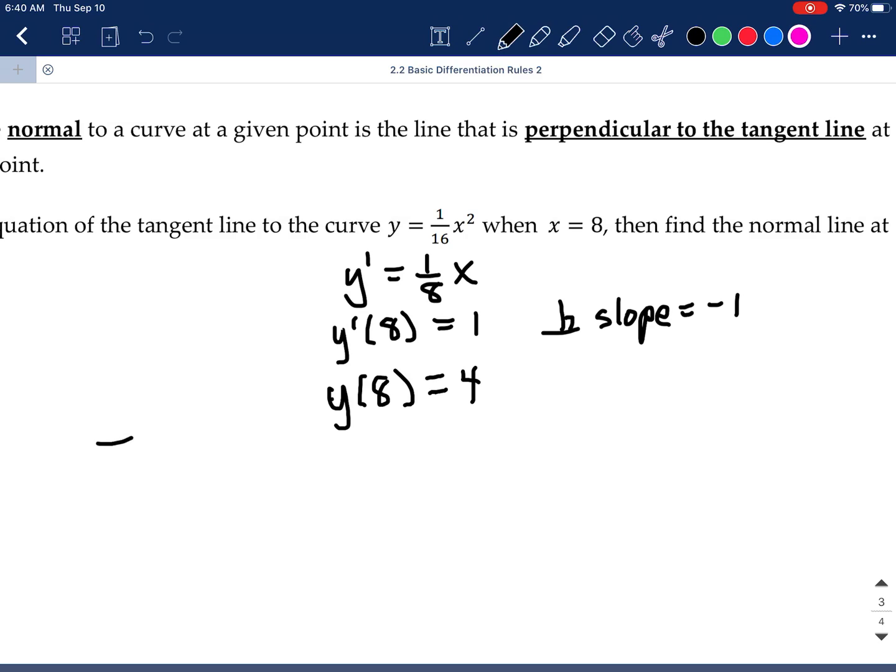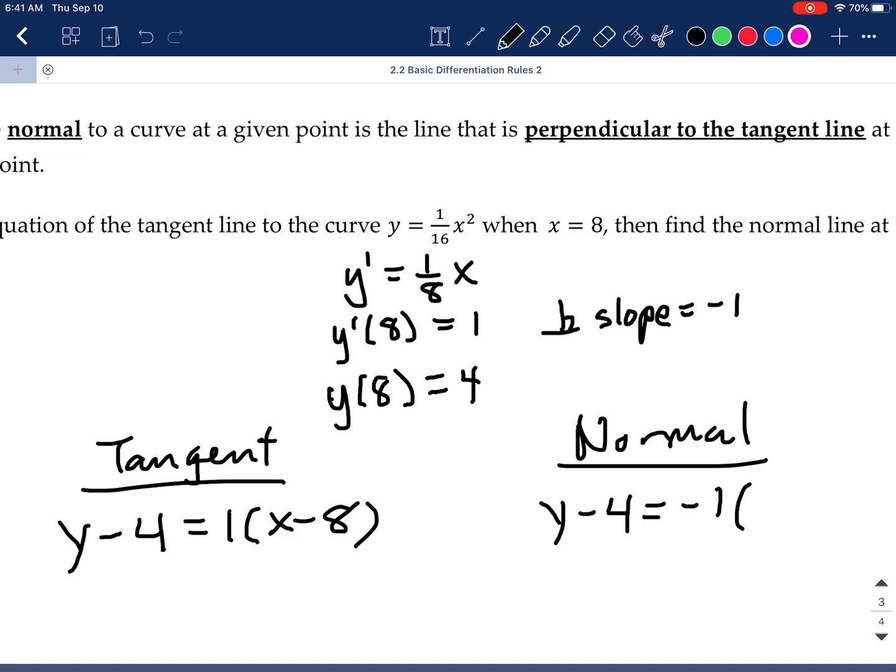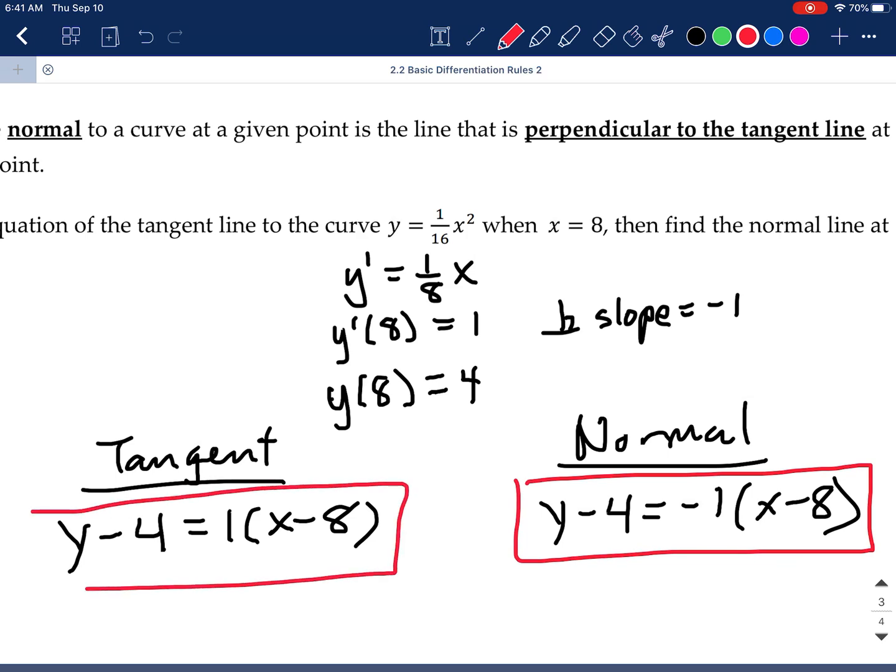Okay, so then we've got our tangent line and our normal line. So tangent is going to be y minus 4 equals, the slope is 1 times x minus 8, so you could just put x minus 8 if you wanted to. And the normal line is going to be y minus 4 equals negative 1 times x minus 8. And again, you can always leave your linear equations in point-slope form. So you can distribute if you want to, but you don't have to.